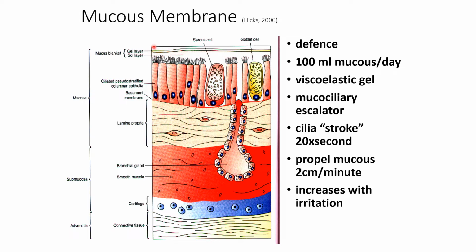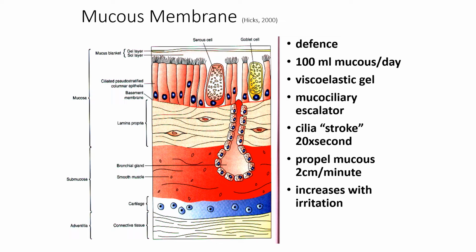Again, you get this sticky mucus layer which traps dust, bits of bacteria, and so on. Mucus is produced continuously throughout the day, and in a healthy adult it's around 100 mils of mucus per day. And again, it's a viscoelastic gel, as you will testify, really, if that's the right word, because it's the stuff that we cough and sneeze up or blow our nose, etc.